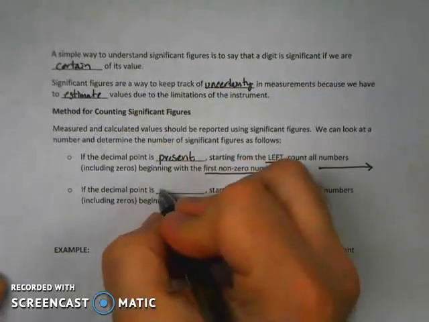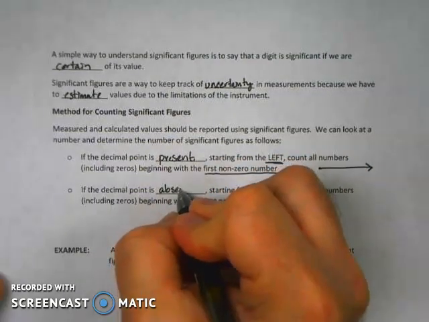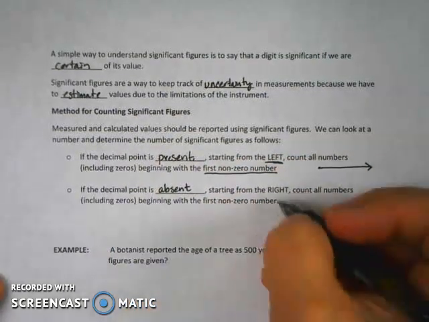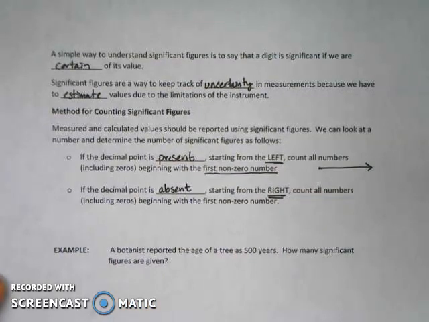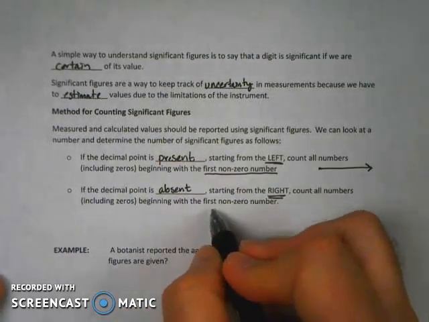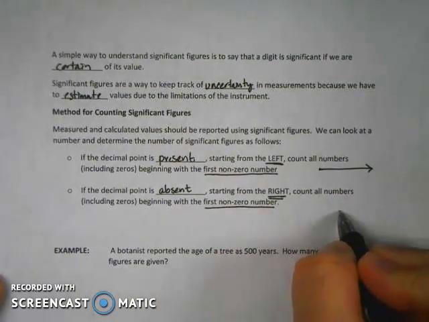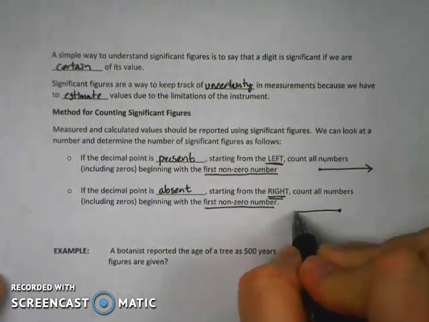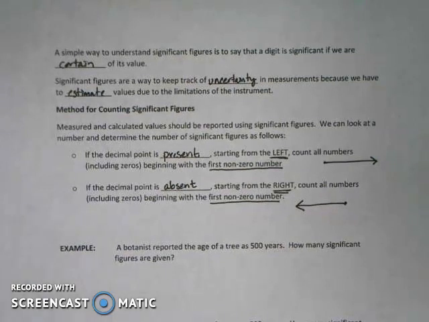If a decimal point is absent, starting from the right, we count all numbers, including zeros, beginning with the first non-zero number. So we start on this side and we go in this direction.